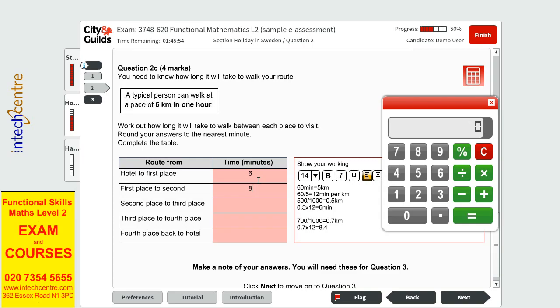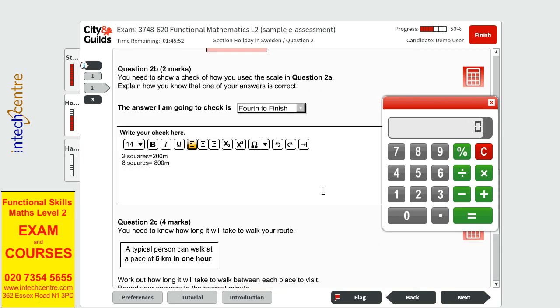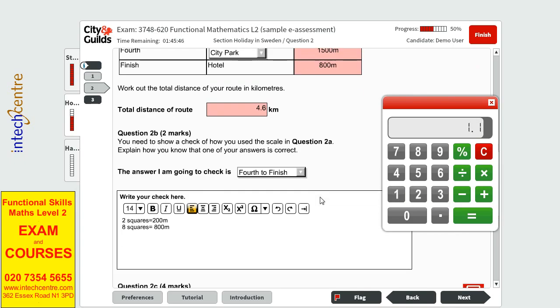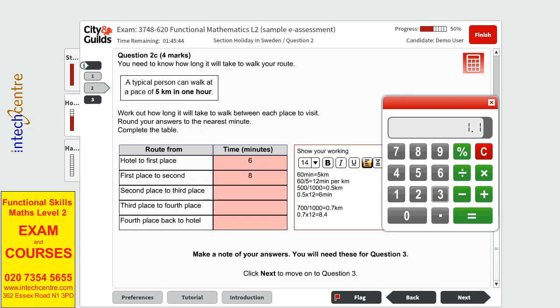Next one is second place to third place. We have 1100, which is 1.1 kilometers, times 12. We have 13.2 minutes. So we'll go straight by doing 1.1 times 12 equals 13.2 minutes. And we'll round it down again. We have 13 minutes.